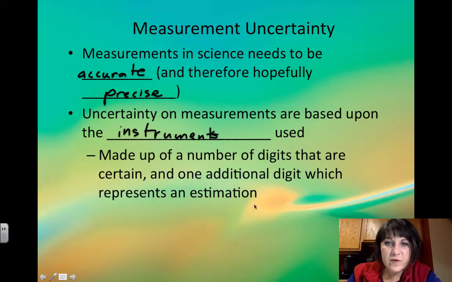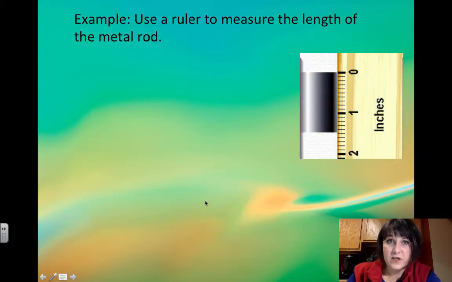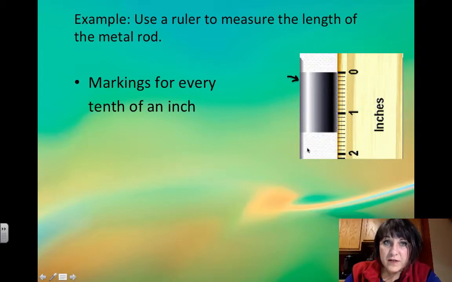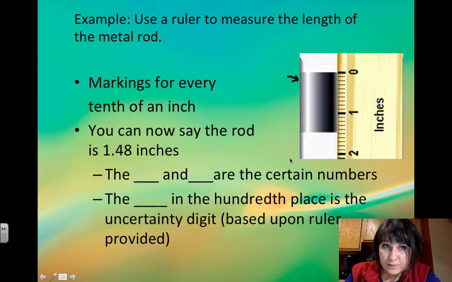They're made up of a number of digits that are certain, and then an additional digit, only one additional digit, that represents our estimation. This is called our uncertain digit. So, for instance, if we're measuring the length of this metal rod here, then we have markings on the ruler that we can use to measure every 1/10 of an inch. Why are we using inches?